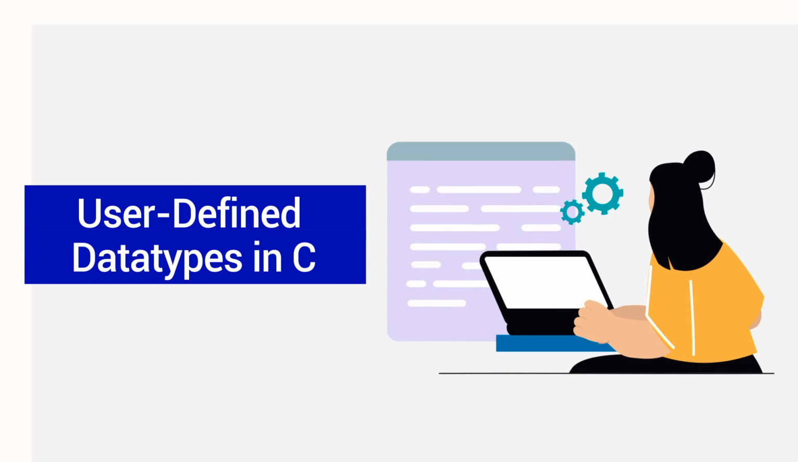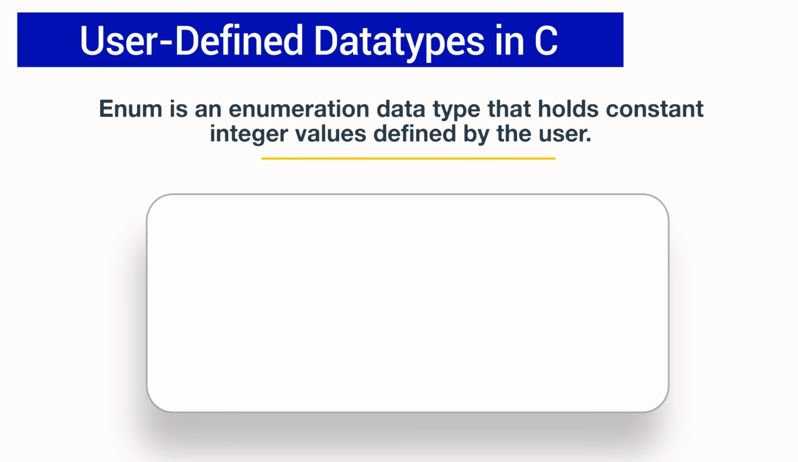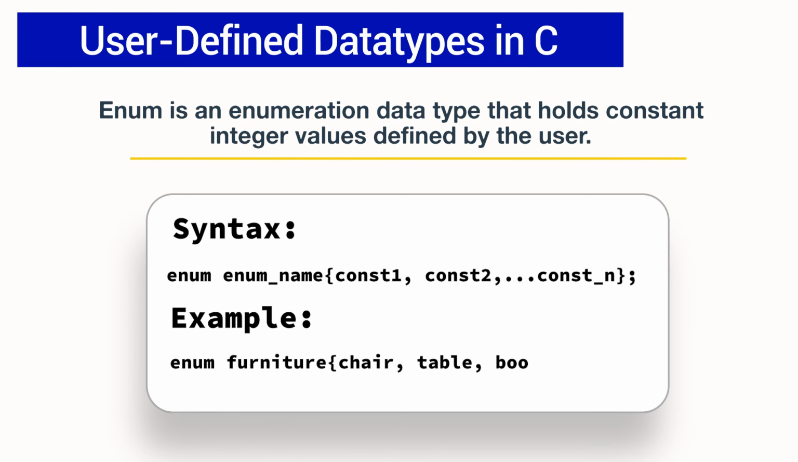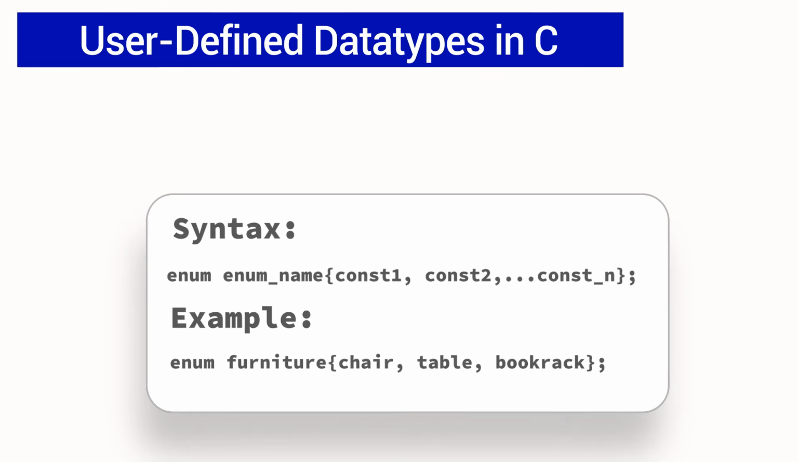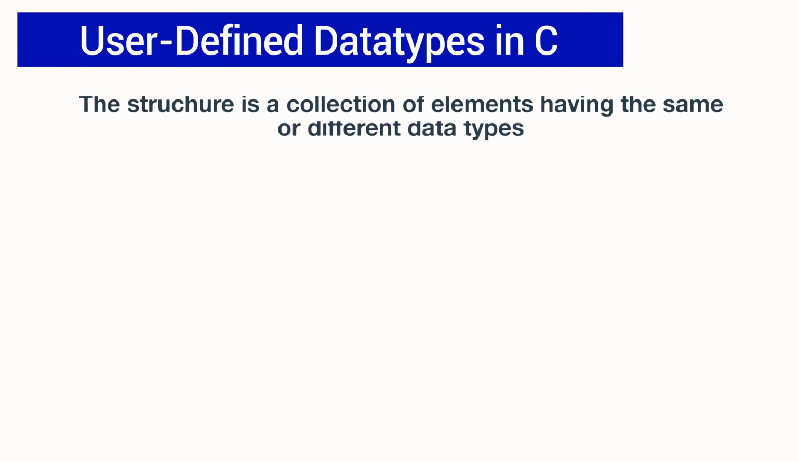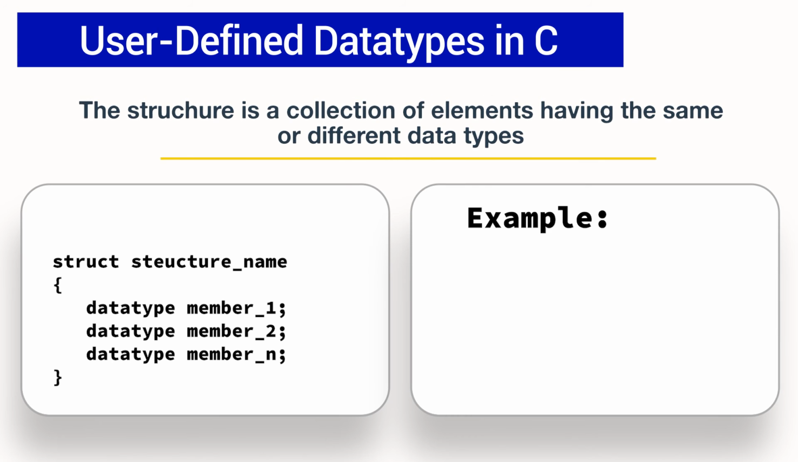Let us now understand user-defined data types in C. Enum is an enumeration data type that holds constant integer values defined by the user. The syntax of enum data type is enum, name and list of constants. In this particular example, enum is a keyword, furniture is the enum name, and chair, table, book, rack would be the constants. Next, the structure is a collection of elements having the same or different data types. As you can see in this example, the elements declared in the struct are of different data types. A variable a is of type int, and b is of type float.